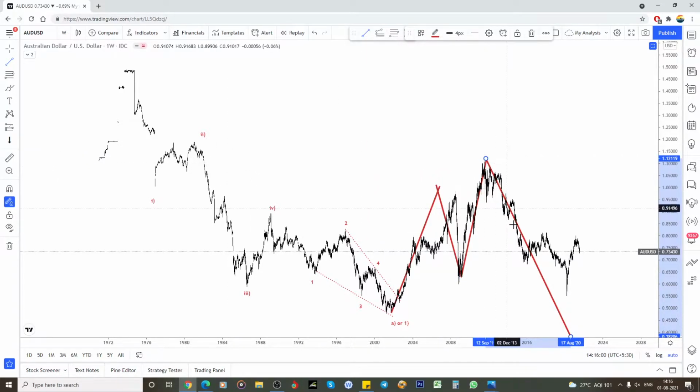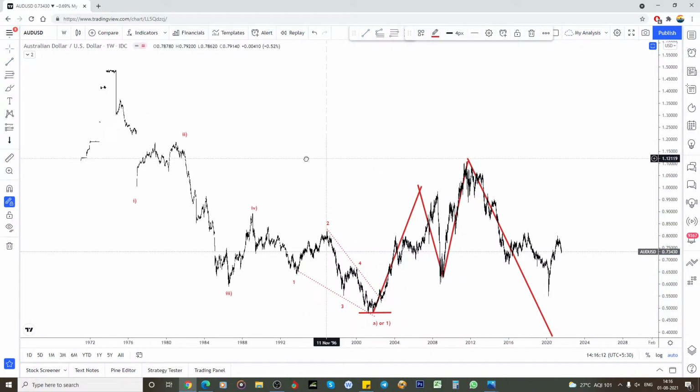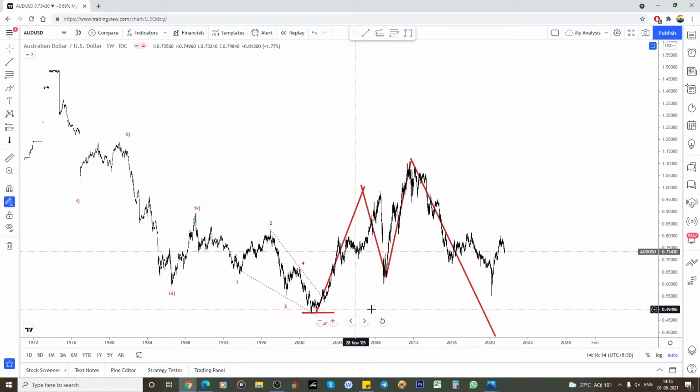So we are looking only to the downtrend for either A or B, or this is a 1, this is a 2, and we are in the third wave or C wave. So anyway, it is going to break one more low. That is what the weekly chart is saying.